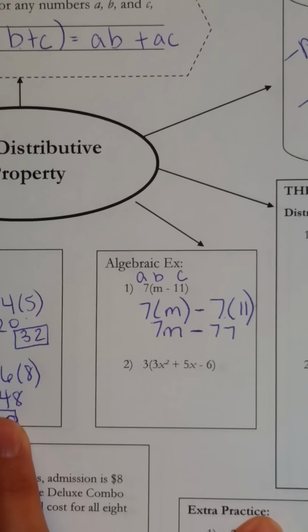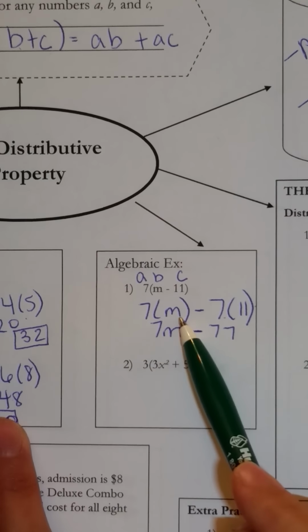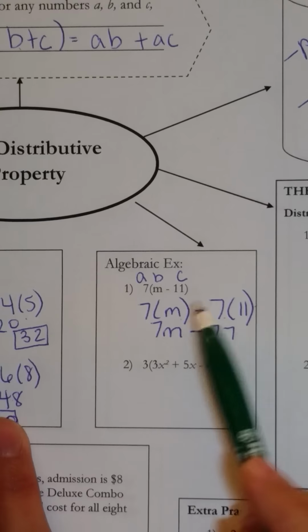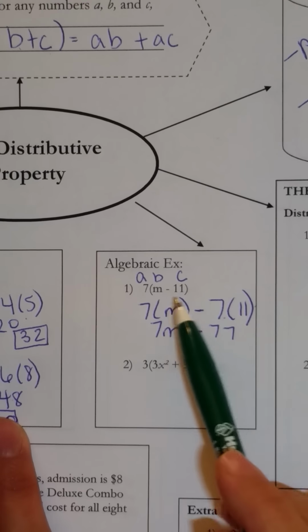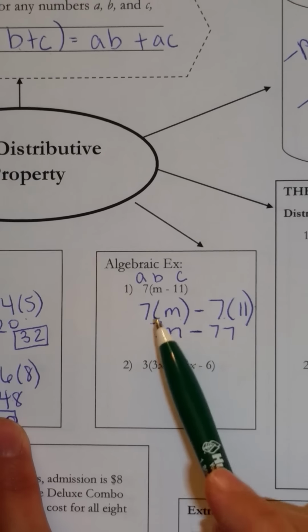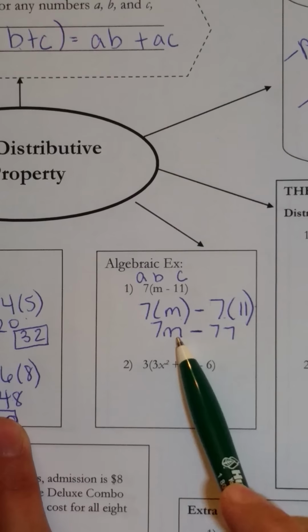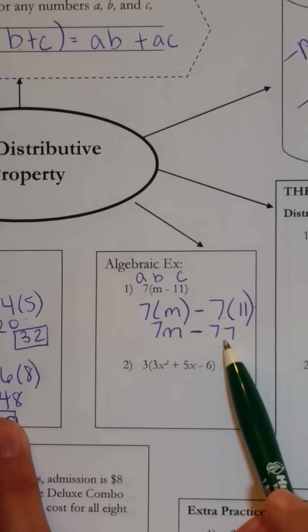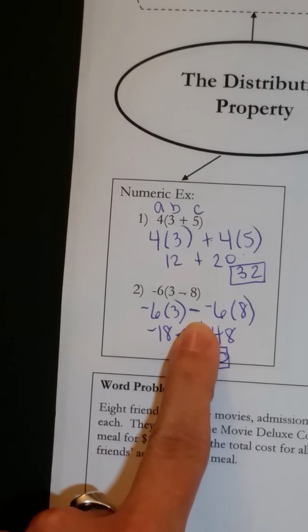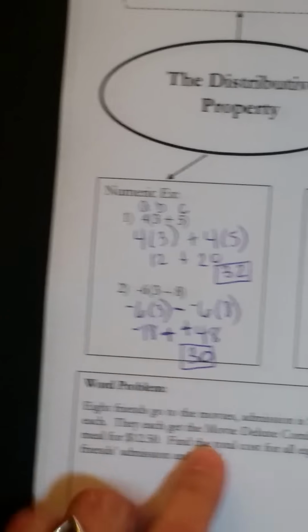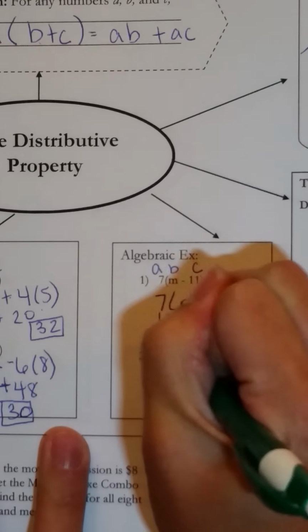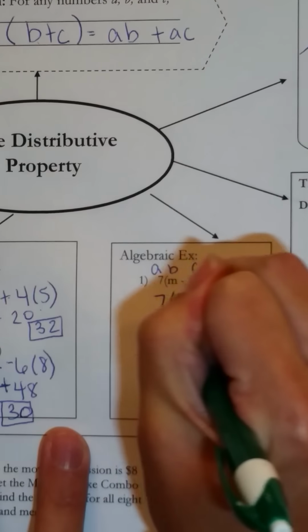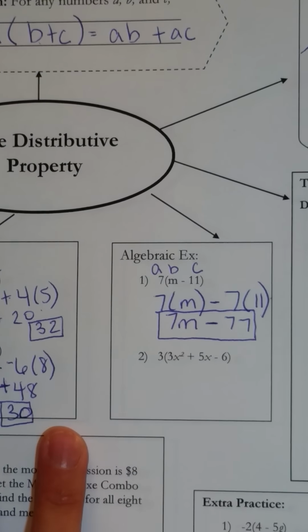So let me explain it one more time, okay? So 7 parentheses M, put our subtraction, minus 7 parentheses 11. So go ahead and multiply 7 times M. We get 7M. Bring our subtraction down. And 7 times 11, we get 77. Don't need to KFC this one, because it doesn't have that double negative like this over here did. This is what we call a double negative, and you don't want a double negative, so we had to change it up. So then your answer is just 7M minus 77.